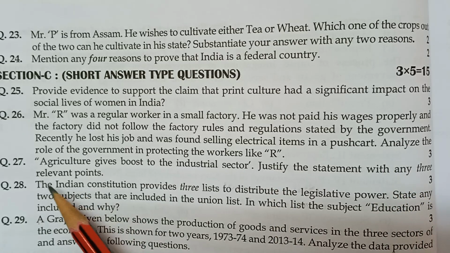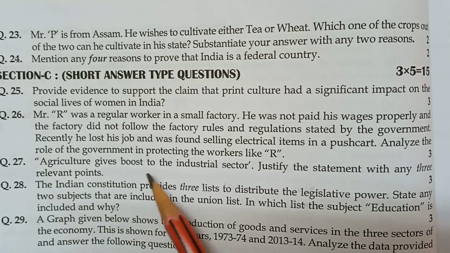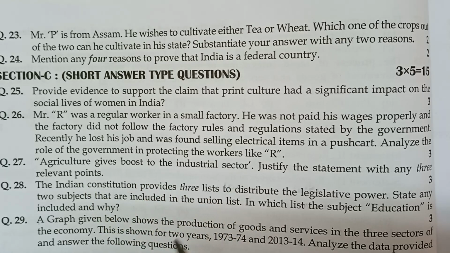Now question number 27. Agriculture gives a boost to the industrial sector. Justify the statement with any 3 relevant points. Okay, now then you have to give the answer of this.